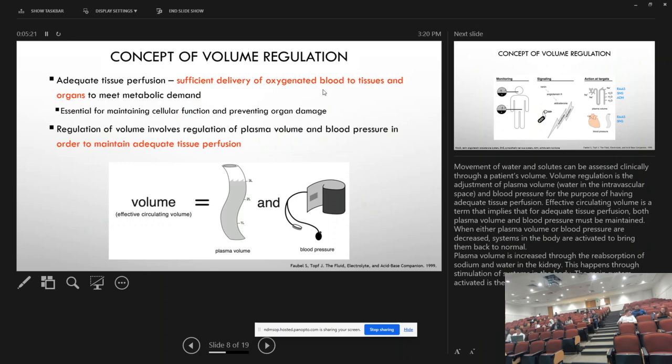Adequate tissue perfusion is just a sufficient delivery of oxygenated blood to the tissues or organs. Certainly when you have decreased intravascular volume, you can have decreased perfusion to those vital organs, right? So we need to treat that. It's certainly essential for maintaining cellular function and preventing organ damage. Regulation of volume involves the regulation of plasma volume, the intravascular volume, and blood pressure in order to maintain adequate tissue perfusion.